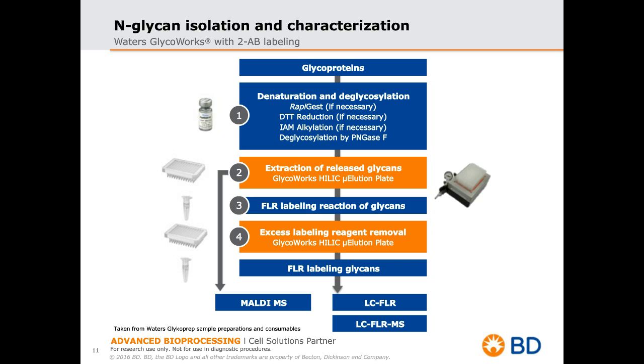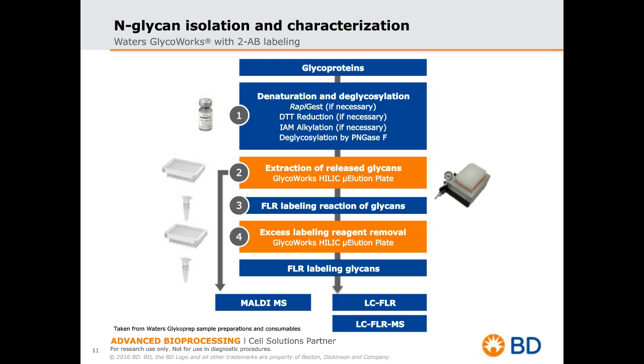Deglycosylation is performed with the enzyme PNGase F in an overnight reaction. Step 2 involves the purification of released glycans using a HILIC microelution plate used in conjunction with a vacuum manifold. The HILIC microelution plate can process up to 96 samples. The purified glycans are then fluorescently labeled with 2AB. This labeling reaction takes approximately 2 to 3 hours.